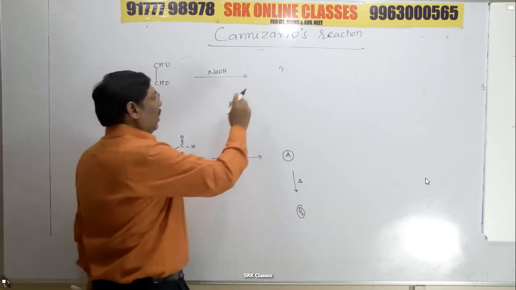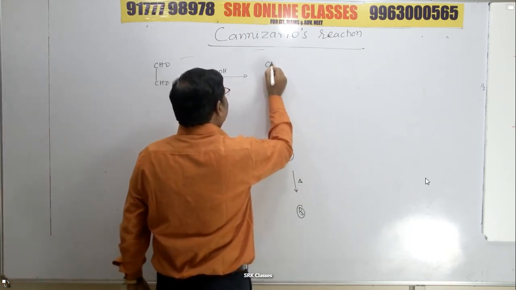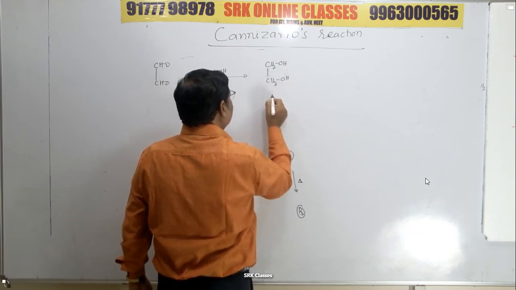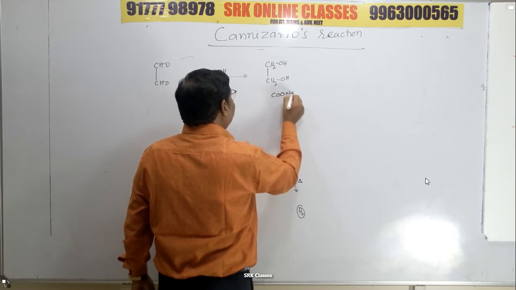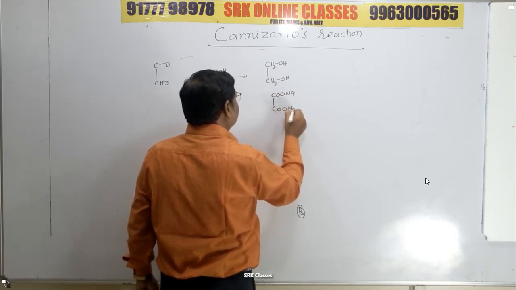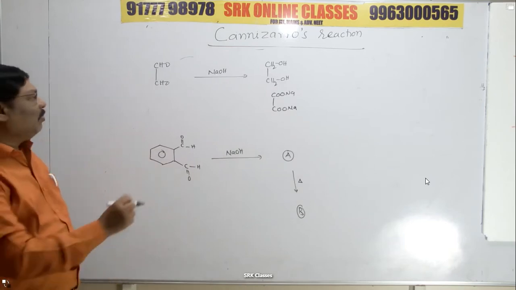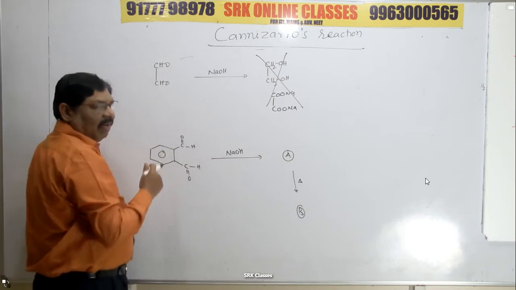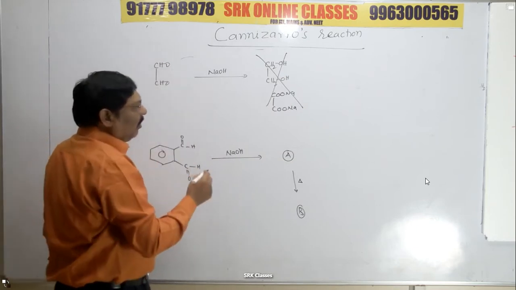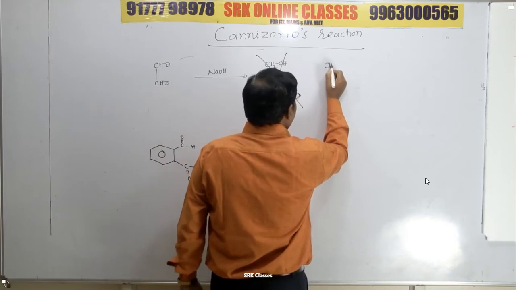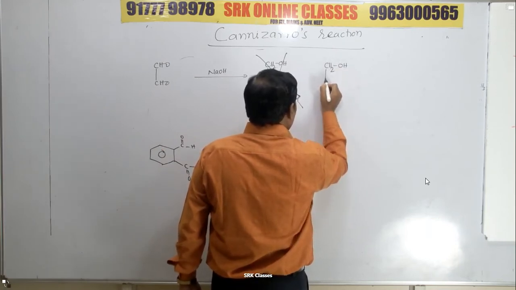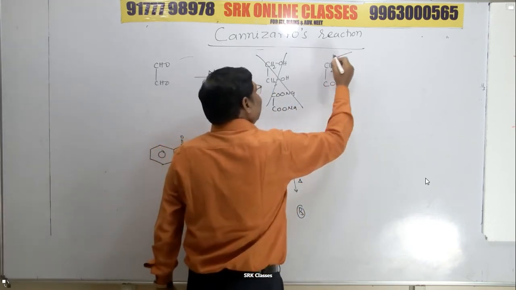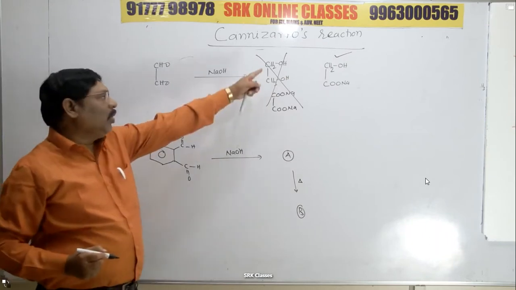If you write the first one as in the previous case, what two molecules are there? CH2OH, CH2OH. Second one, COONa and COONa. If you write in this manner, it is absolutely wrong because both are not having alpha hydrogen atoms. Part of the molecule will be converted to alcohol. Therefore, the correct answer is one part will be reduced to CH2OH and another part will be oxidized to give the corresponding compound. Therefore, this is the correct one and this is wrong.